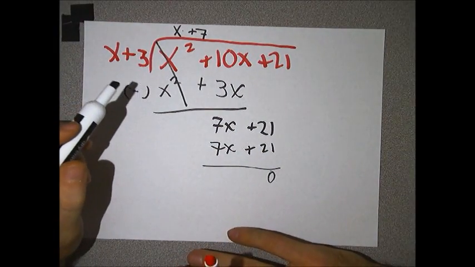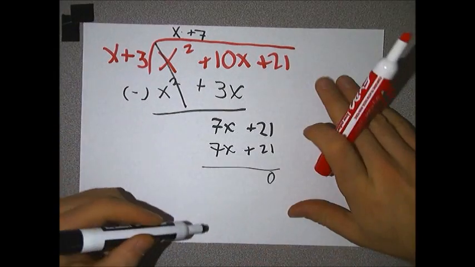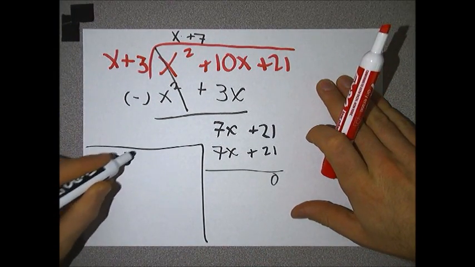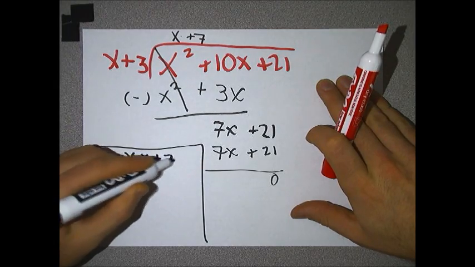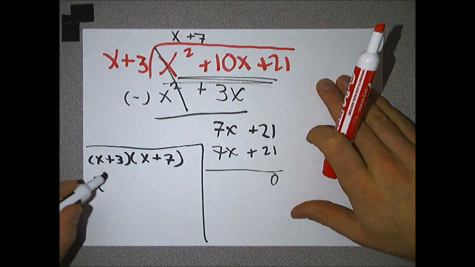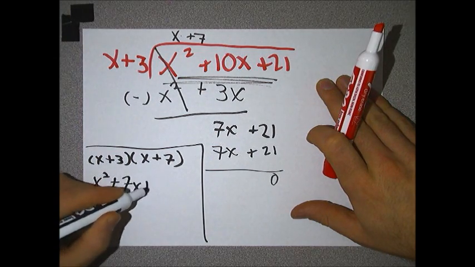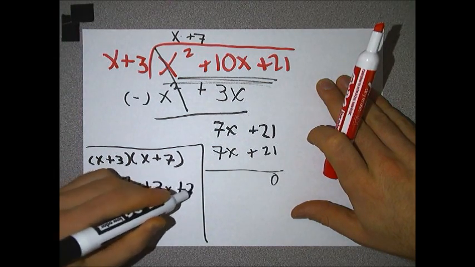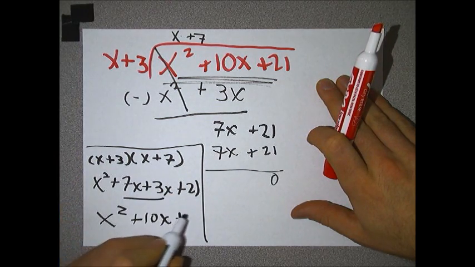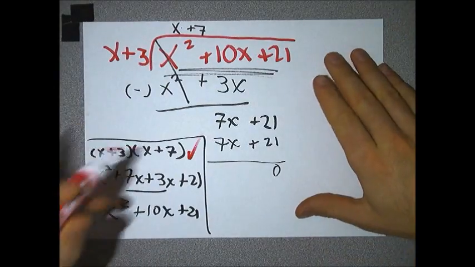And this one asks you to prove by foiling. So to prove by foiling, I say x plus 3 times x plus 7. Foil that out. I should get what's underneath here. So x squared plus 7x plus 3x plus 21, combine the middle, x squared plus 10x plus 21, and that checks out.